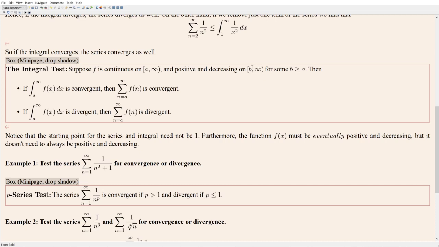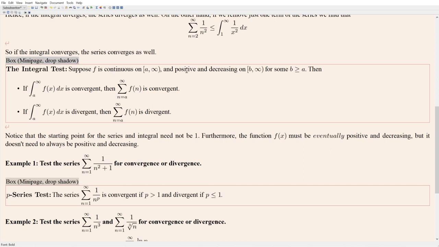Because if it's oscillating and doing wild stuff for the first, I don't know, billion terms, who cares? Just chop it off and throw it away. Convergence only depends upon what's happening in the limit as you go to infinity. So you can chop off the first billion terms, and that's not going to affect convergence. It'll affect the number it converges to, but we're not talking about that.